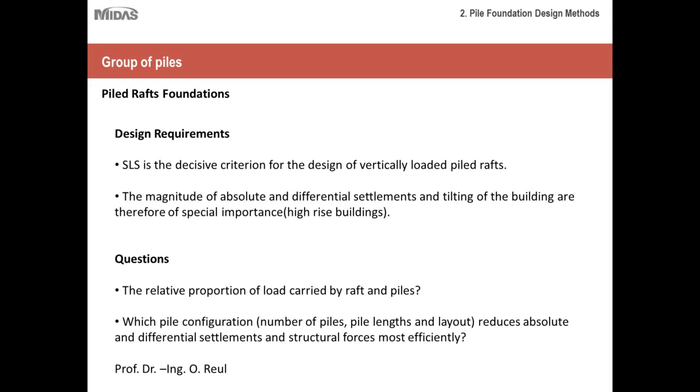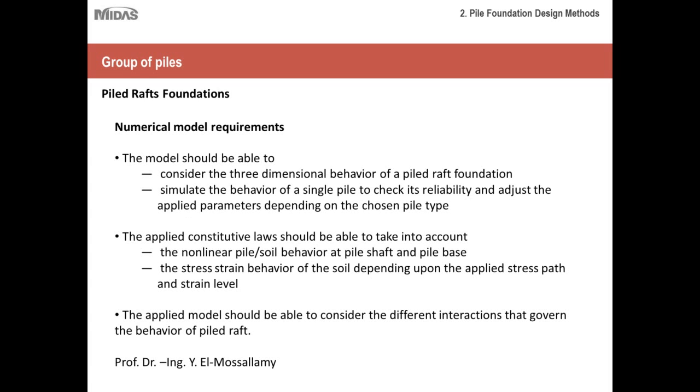So this brings up the question: what should be the relative proportion of the load that is carried by the raft and the piles? And you should also be thinking about which pile configuration, that means number of piles, pile length, and the layout, would actually reduce the absolute and differential settlement and the structural forces most efficiently. And this is where I would like to lay emphasis on numerical analysis, and that too in 3 dimensions, because you'll not be able to capture the pile raft behavior unless you are doing a true 3D analysis.